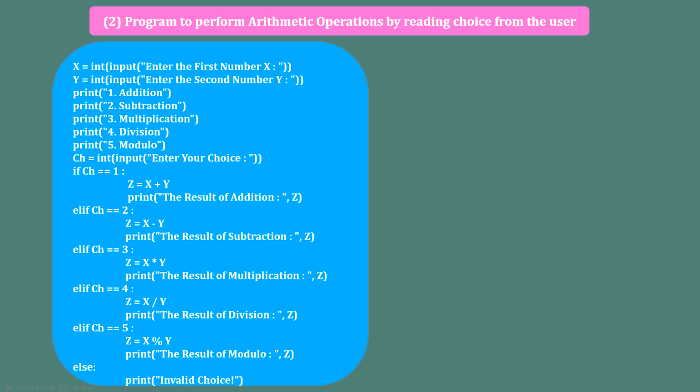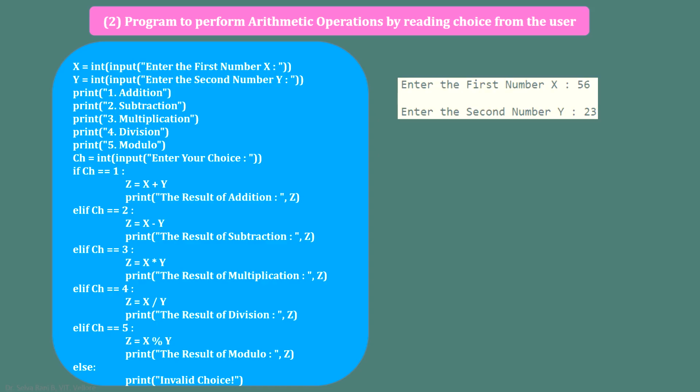So we check the value of ch. If it is equal to 1, we do addition. z is equal to x plus y. After adding the values of x and y, we display the value of z with the help of the print statement. Similarly, if the condition is false, we come to check the next condition ch is equal to 2. If the choice entered by the user is 2, then we have to subtract y from x and we display the value of z on the screen. In this way, we do any one of the operations, and if the choice given by the user is not in the range of 1 to 5, we display invalid choice on the screen.